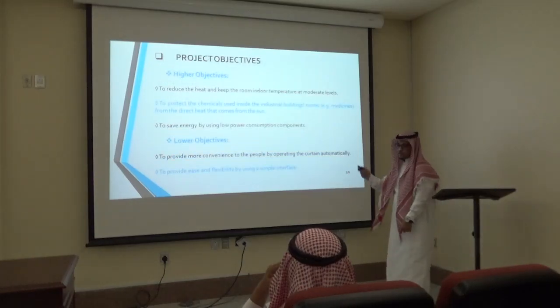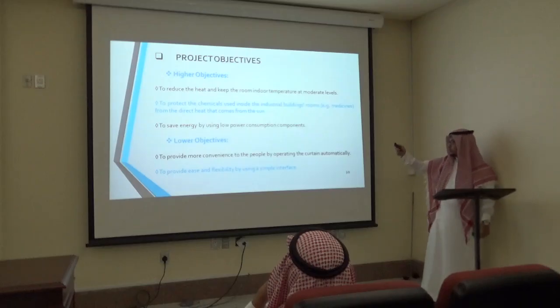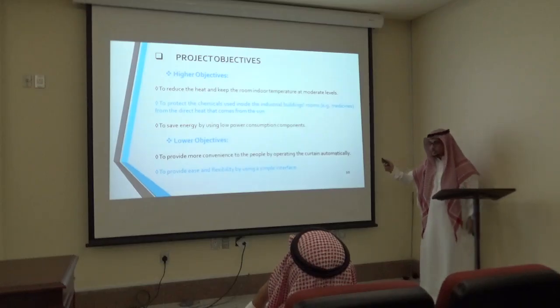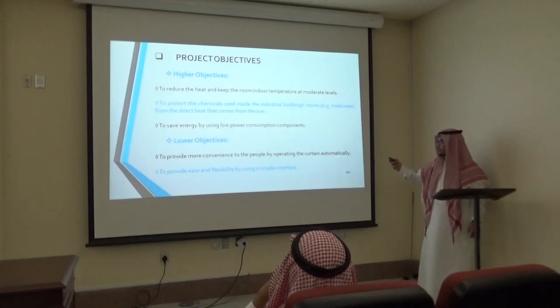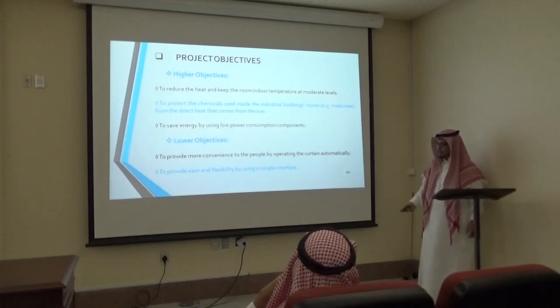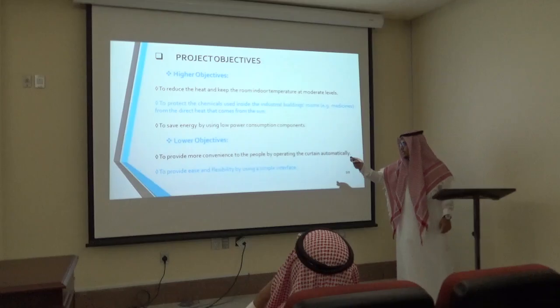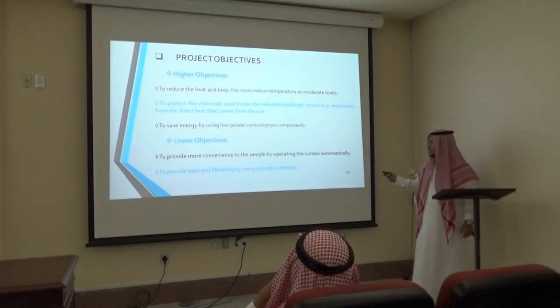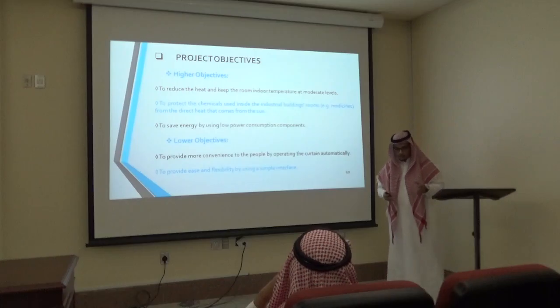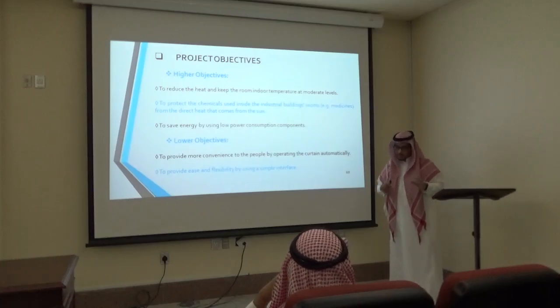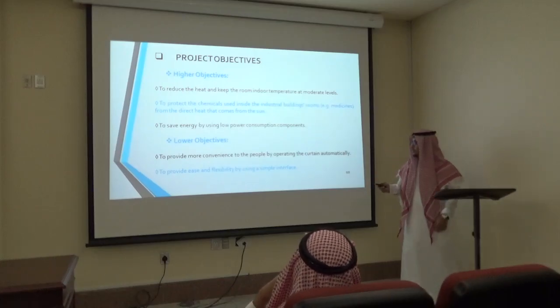Now let's talk about the project objective. It is divided into the higher objective and the lower objective. The higher objective is to reduce the heat and keep the room indoor temperature at a moderate level, and then to protect the chemicals used inside the industrial building rooms, because as we know, most of the medicines should be kept at room temperature.